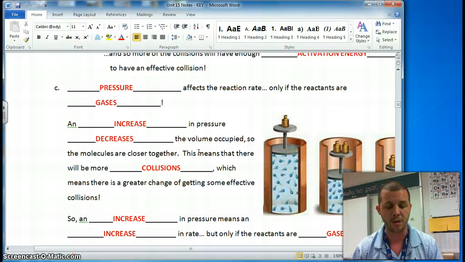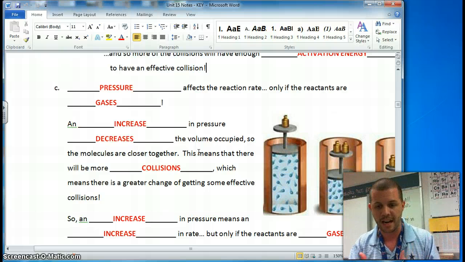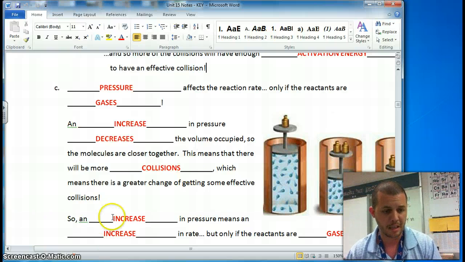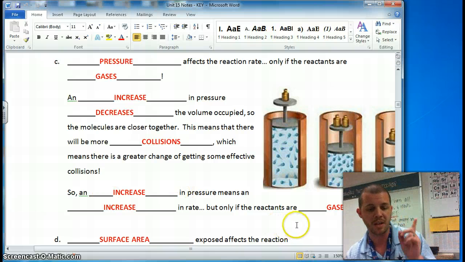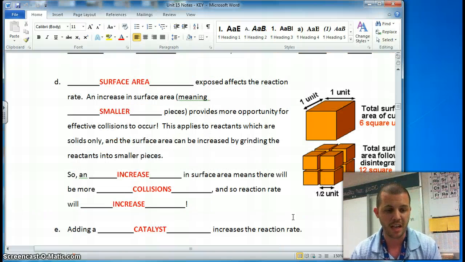You decrease the volume, you decrease the amount of space that the particles have to move, and then they are much more likely to collide with enough energy and all that stuff, and you have a greater chance of a reaction taking place. So an increase in pressure means an increase in rate, but only if our reactants are gases. Next, we have surface area.